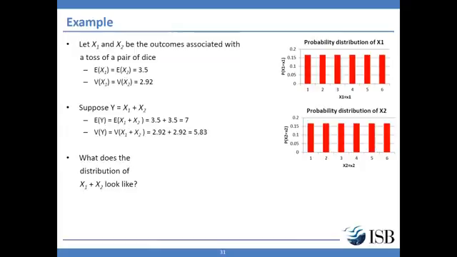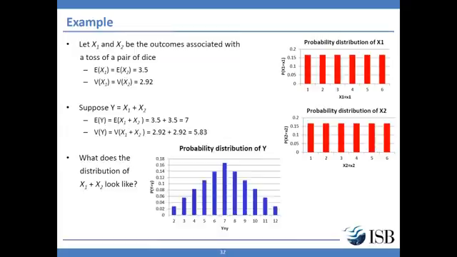So what would be the mean and variance of y? It's easy to calculate these numbers using the formulae. The expectation of y is a simple addition of expectations of x1 and x2, which turns out to be 7. And the same holds for variance here, because a and b in this linear combination are 1. The variance of y is 5.83. Now how about the distribution of y? Here is a graph in which I have plotted all possible values of y on the x-axis and their corresponding probabilities on the y-axis. So this is the probability distribution of y.